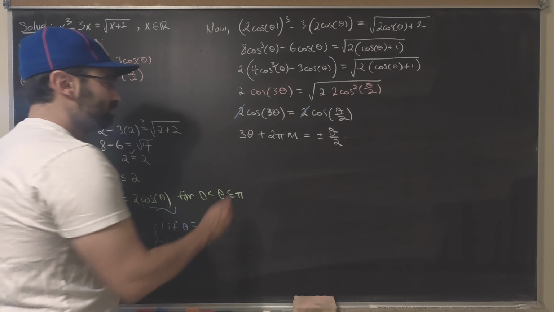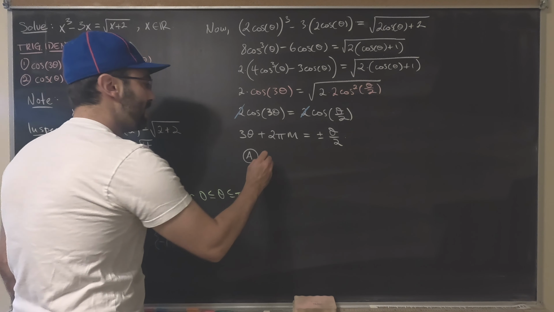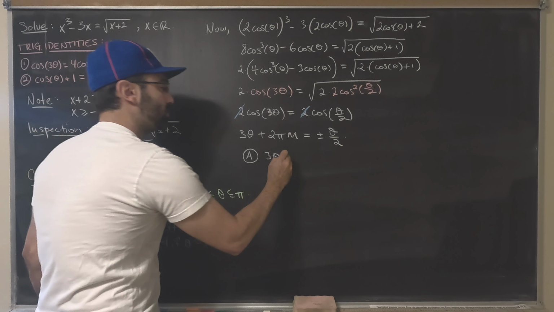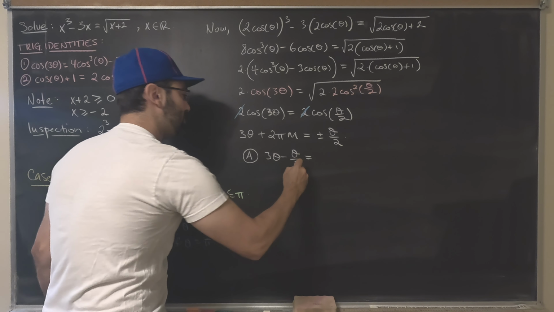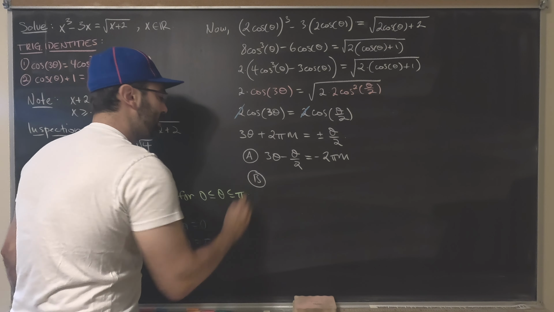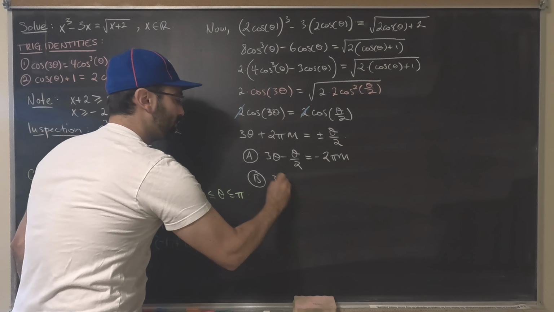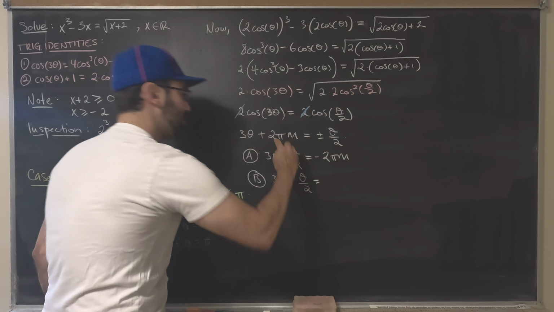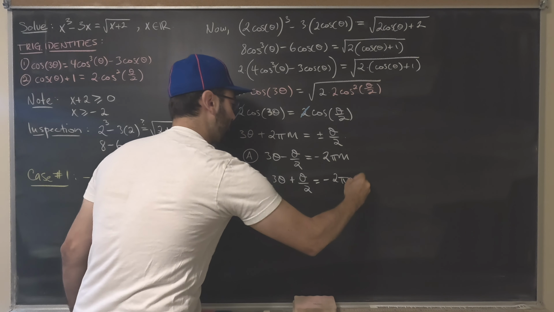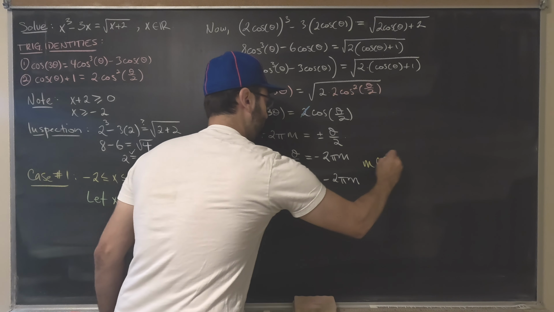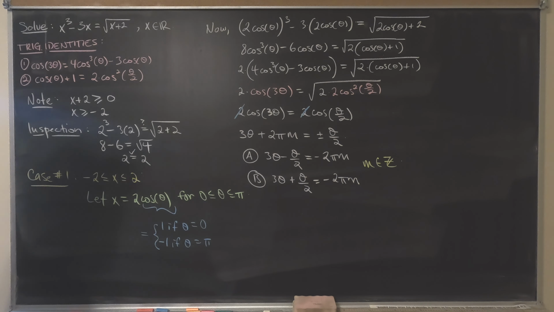But now that we have that, this breaks up into 2 parts. Part A gives us 3 theta minus theta over 2 equals negative 2 pi m. And in the second case, we have 3 theta plus theta over 2 equals negative 2 pi m. So here m is some integer.